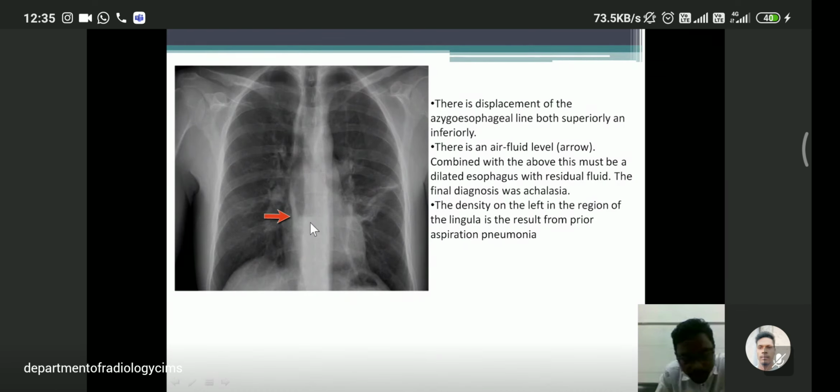This is another case where we can see the azygoesophageal line that should be present here, but it is displaced to the right side. And we can additionally see here the air fluid level, or the fluid level. So that demonstrates there is some obstruction below the esophagus. So that was the case of the achalasia cardia.